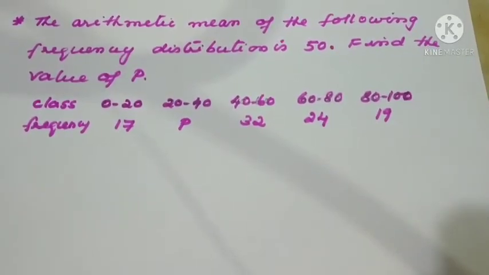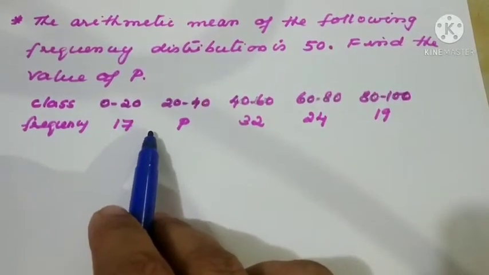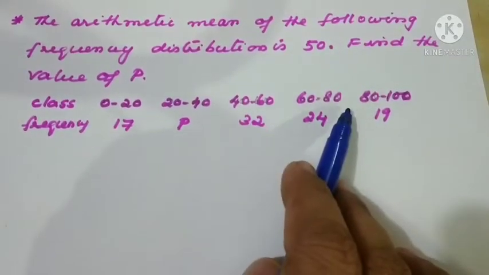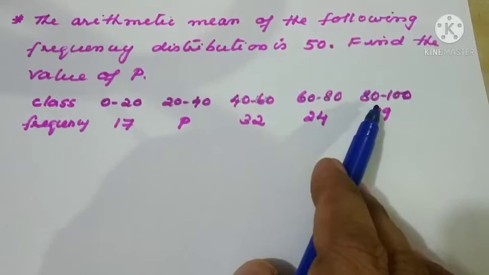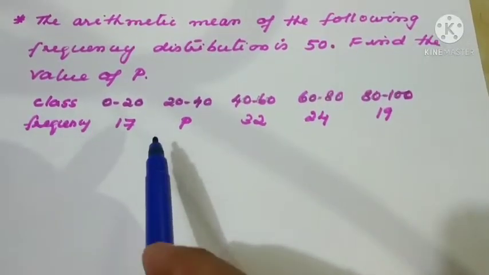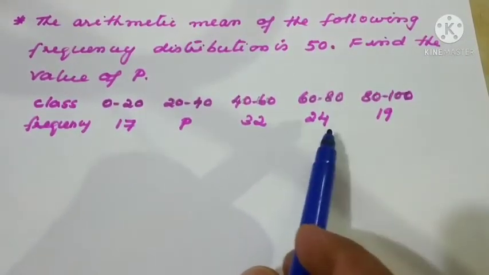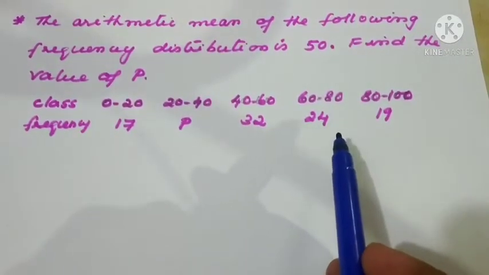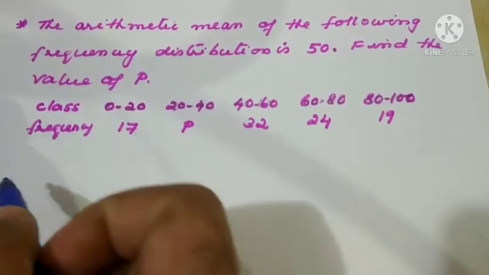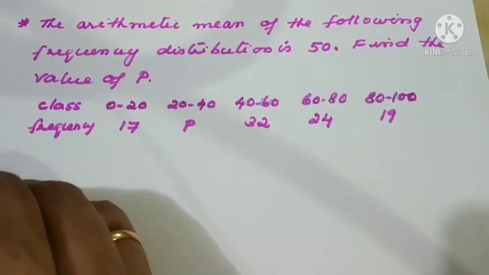Next question. The arithmetic mean of the following frequency distribution is 50. Find the value of P. Class intervals 0 to 20, 20 to 40, 40 to 60, 60 to 80, and the last one is 80 to 100. The corresponding frequencies are 17, P, 32, 24 and 19. Here the unknown frequency is given as P, so we have to solve and find the value of P only. So solution now.